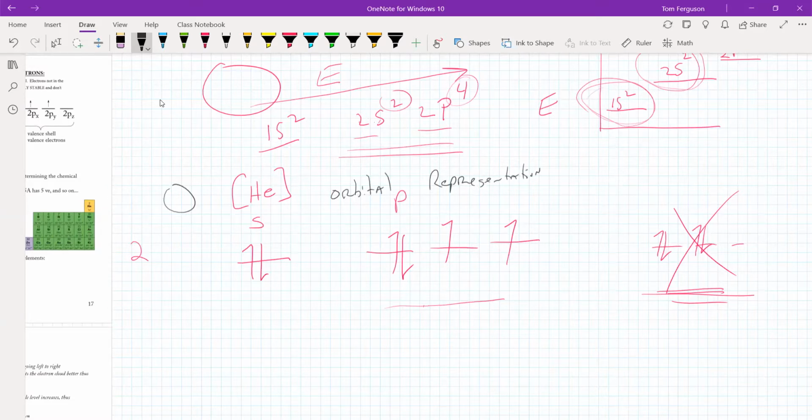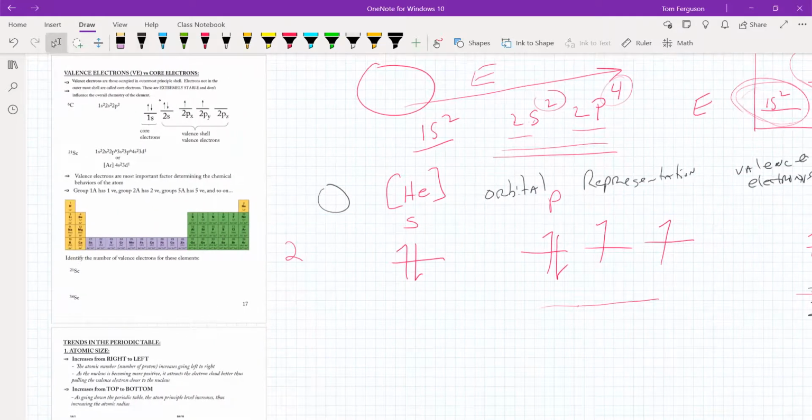The orbital representation of the valence electrons. And again, it's not going to be like this. You're going to fill each orbital with 1 electron first. Then when you run out of orbitals to put them, then you're going to start pairing them up.